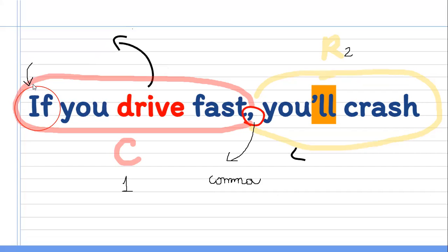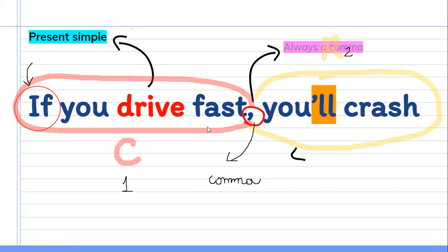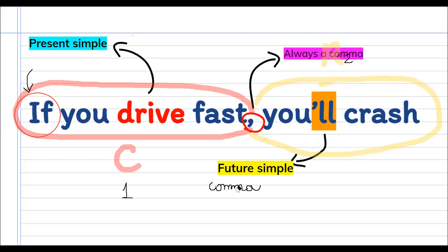In the condition with if, we need the verb in present simple. Then we need a comma, of course, always a comma. And then we need a verb in the future simple. Okay, we need the verb in the result with a future simple, will. Also, we can use can instead of will. If you drive fast, you can crash. Okay, so that's possible too.